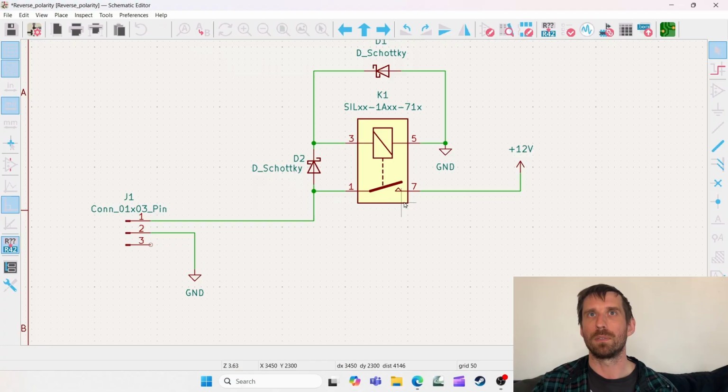But overall, this is simple, effective. I have no problem with this method, and it can be high current.